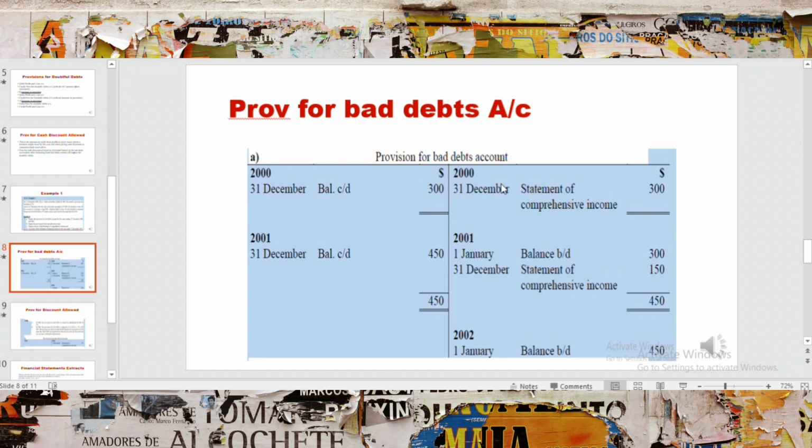So note that the dates are essential when calculating these things. So you need to say 6,000 and 5%. We are going to get $300. Then there's a balance c/d of 300 on the debit side.